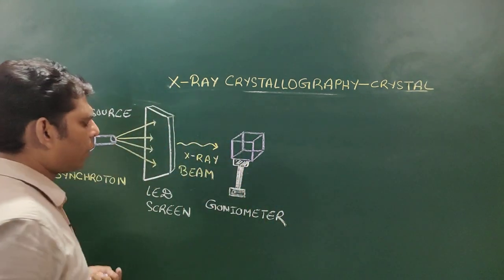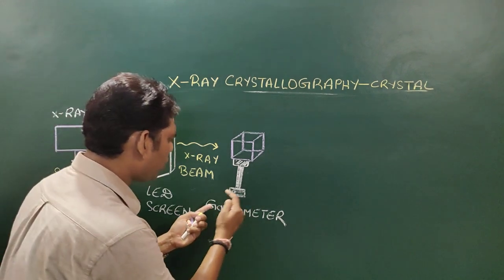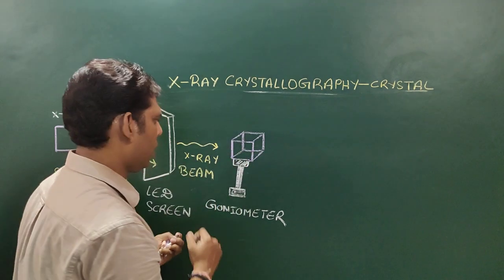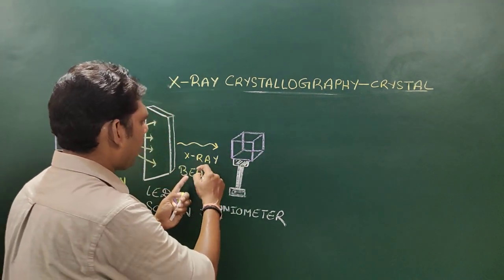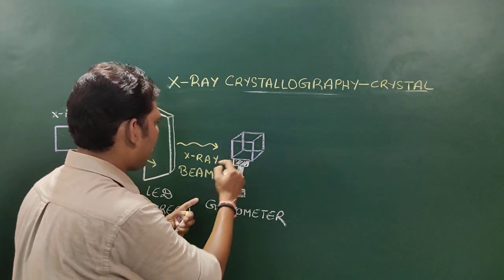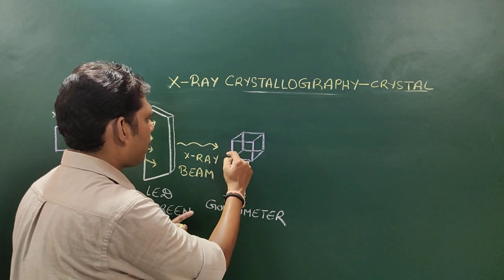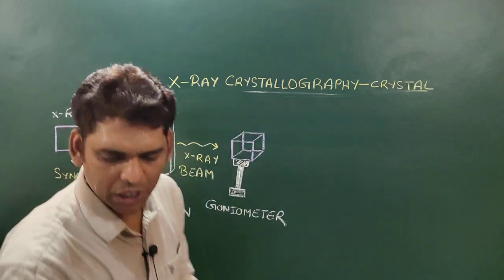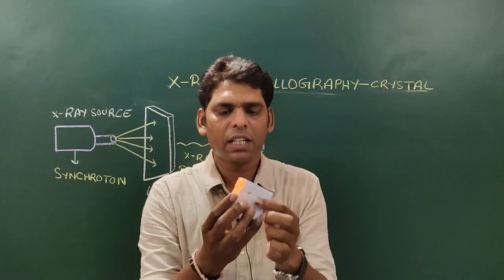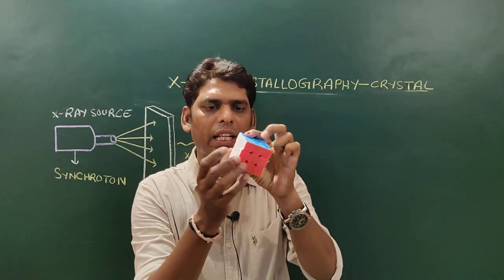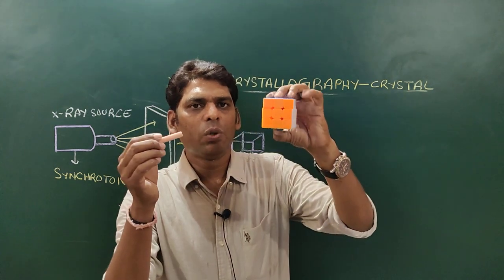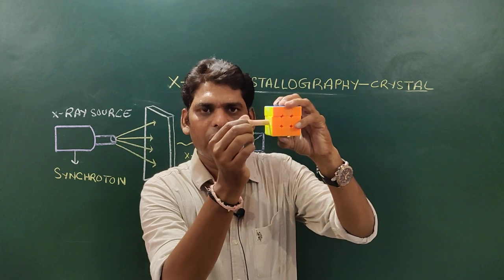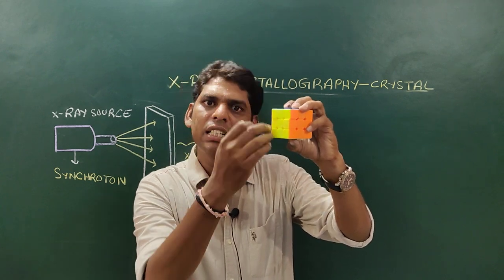Okay, now this goniometer causes the rotation of this crystal in all directions. So when the X-ray beam is incident on this crystal, every surface is exposed to the X-ray beam because the crystal is in rotation. Suppose that it is the crystal and this crystal is rotating. As it is rotating, the first time the X-ray beam is incident on this surface, that is yellow, and the crystal keeps rotating.